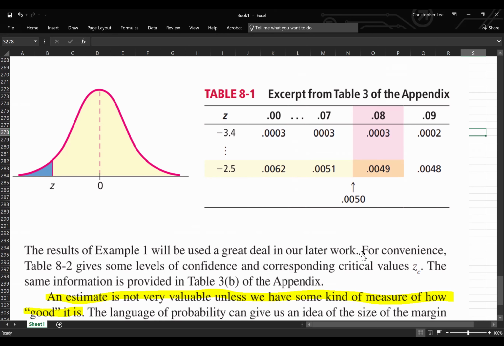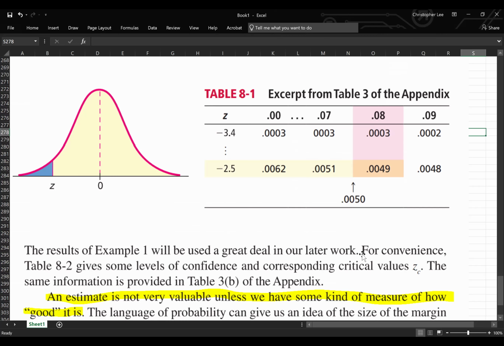All right, hold on, let me do that on the calculator real quick, just to make sure I'm following. So you want negative 2.57 plus negative 2.58, and divide by 2. So that's negative 2.575. So they're finding the opposite side.